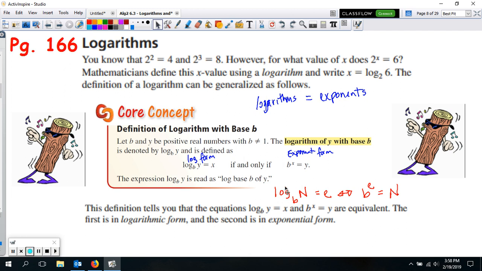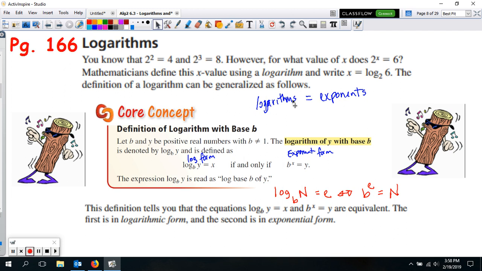So we can change our form. If we have a logarithm, we can change it into this form. We can take this base to that exponent, and it will equal this number right here. We could also go back this direction. If we have an exponential, we can put the word log here. This would be the base, this little number down here. The number would be next to that, and it will equal the exponent.